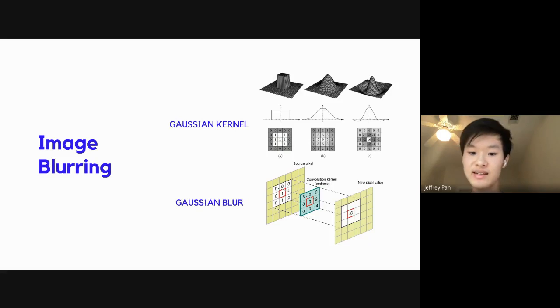So kind of a TLDR of that is image blurring. You basically take all your neighbors and take a weighted sum of your neighbors and then recompute your pixel value based on that. That was a pretty lengthy explanation.